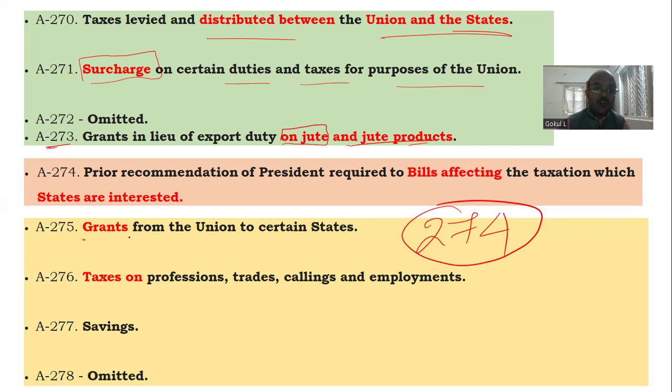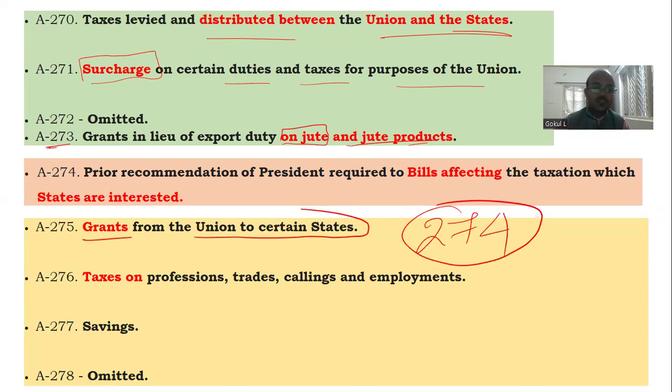Next, grant in lieu for union to certain states, from union to certain states. Central government is giving grants to state government. Demand of grants, very important. Demand of grants, what is the article? 275. Certain articles you have to write in the examination, whatever examination it is, you have to be in a position to express all these articles so that it looks attractive and weightage will be there. Next, taxes on professions, trade, calling and employment, 276.